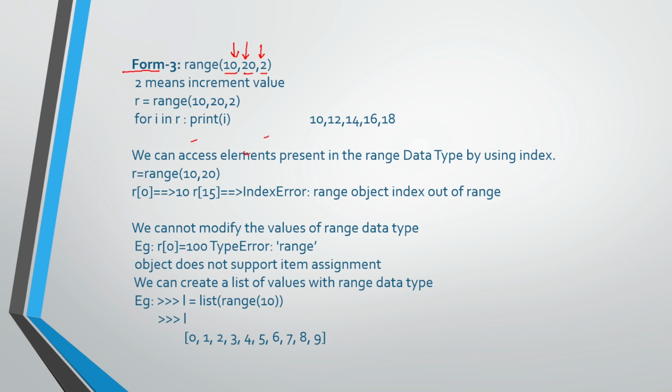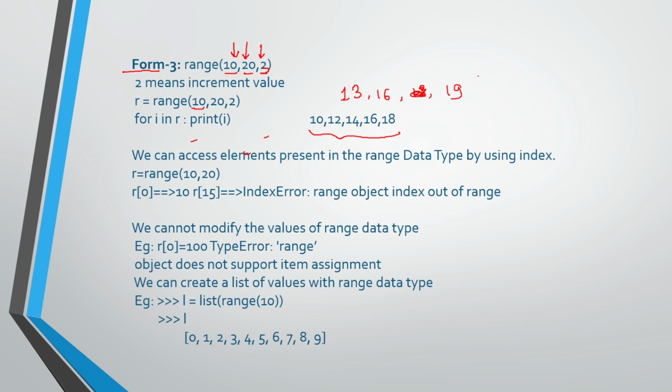So when you have given the range as 10, 20, 2, for i in R, the output will be 10, 12, 14, 16 and 18. Say for example you have given the increment as 3 here, then it will be 10, 13, 16 and 19. So this will be the range that is given.